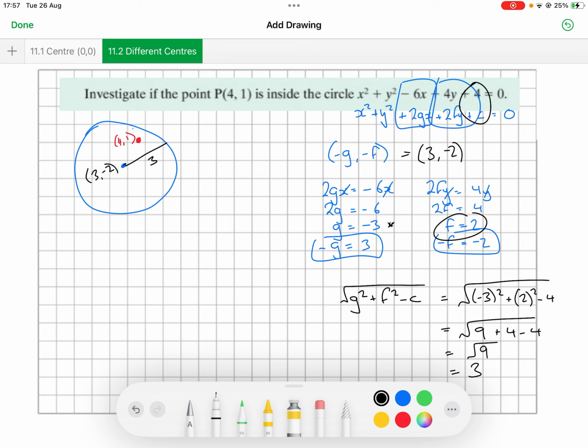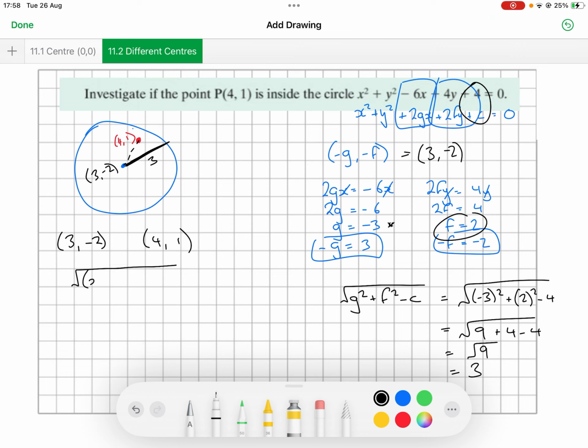So what I'm going to do is check and see what the distance is from my centre, which is (3, minus 2), to the point (4, 1). The key number we're looking for is 3. If it's exactly equal to 3, that means the point is on the circle. If it's less than 3, it's inside the circle. And if it's greater than 3, that means that it is outside of the circle. So we're going to work that out using the distance formula.